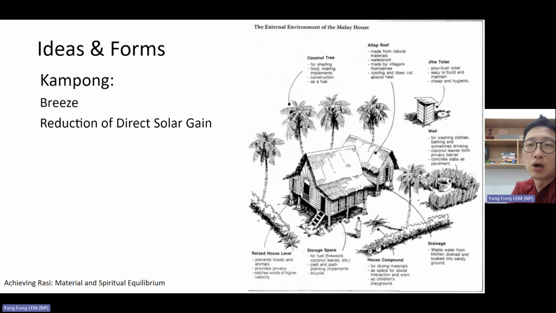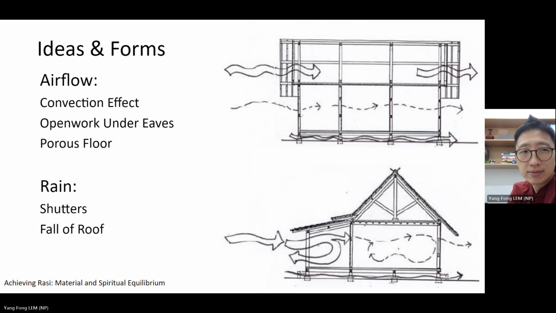So for the organization of a kampong, the house and the surroundings, the important thing is to tap the breeze and to reduce the direct solar gain. Okay, the equilibrium that we are looking at. So things like airflow, rain. How do we exclude it? How do we allow it to fall? What is the gradient? How do we exclude it, but at the same time, it doesn't mean that I shut all the windows and suffocate in the house, right? So what is the resultant form of the house?